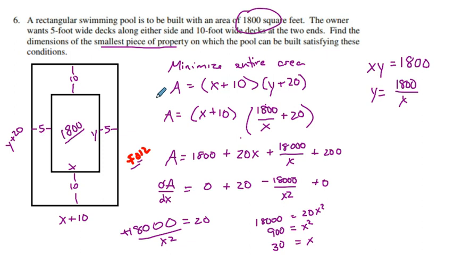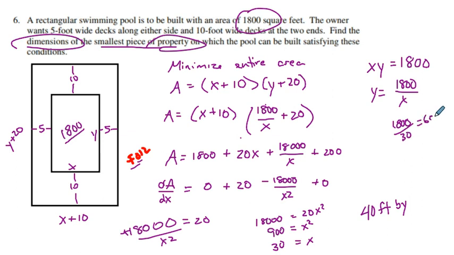Now I just need to plug it in to answer the question, which was the dimensions of the property. So let's see, 30 plus 10 is 40, so that's going to be 40 feet by, and I put in up here y. Oh, I need y, so let's see, 1,800 over 30 gives me y, which is 60. And 60 plus 20 is 80. So 40 feet by 80 feet. We've finished that one out.